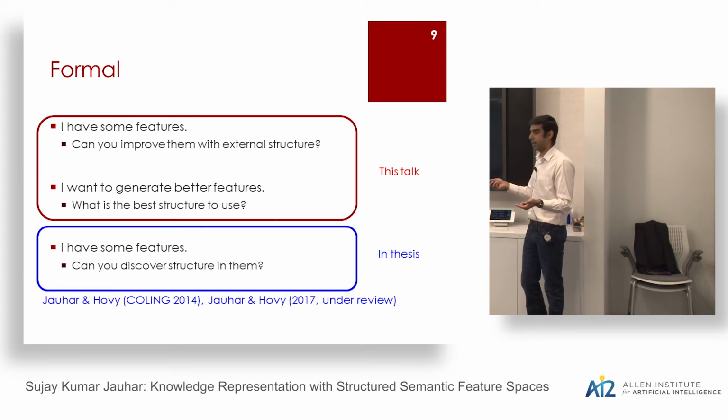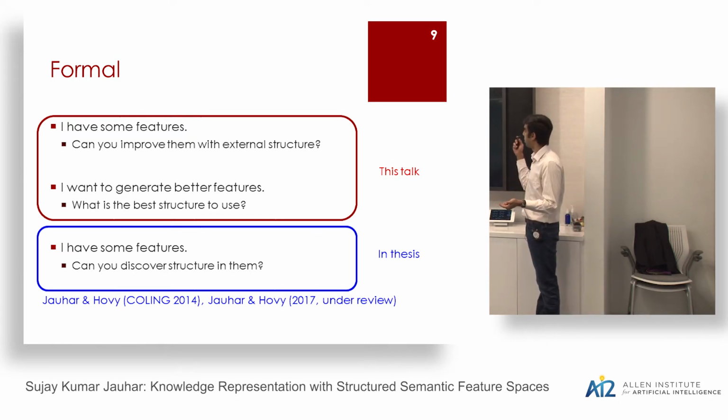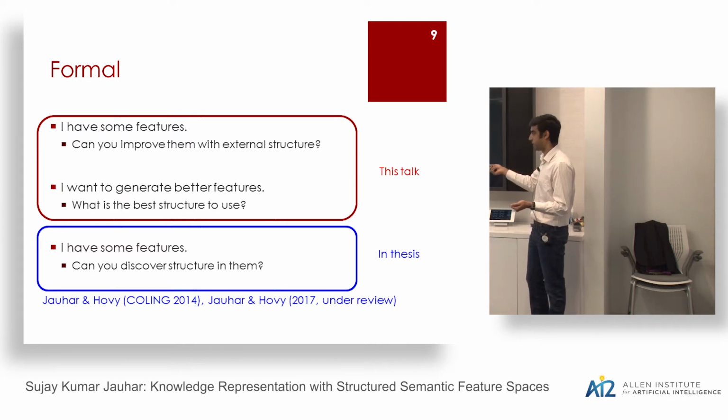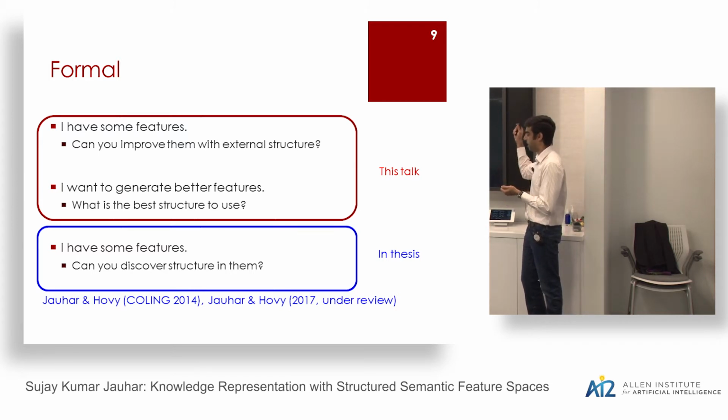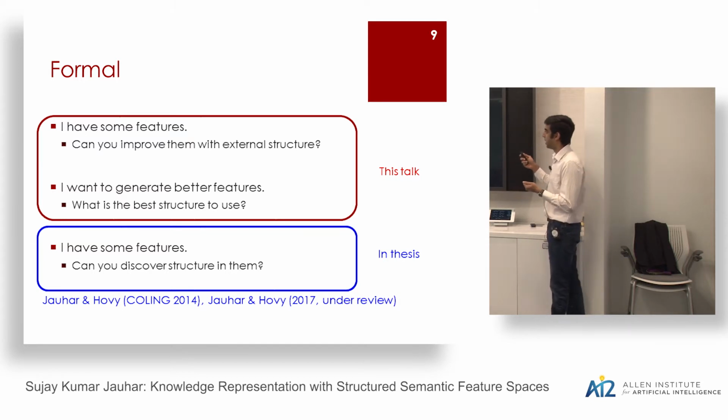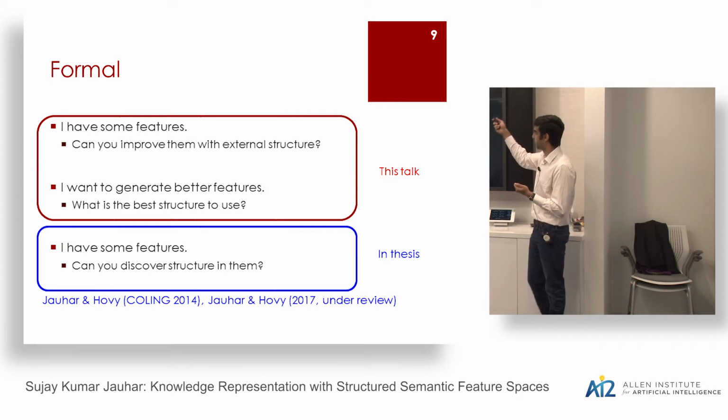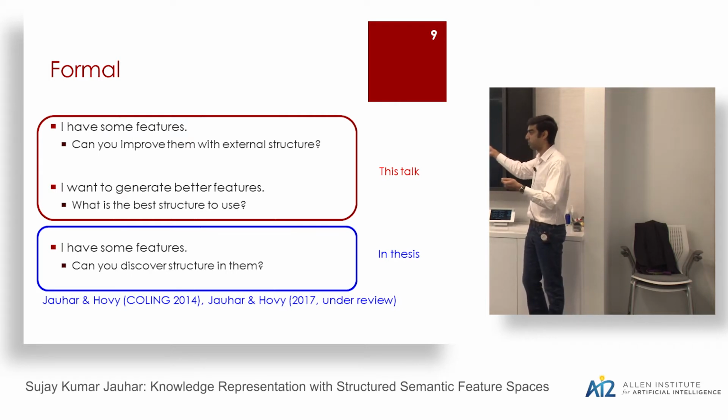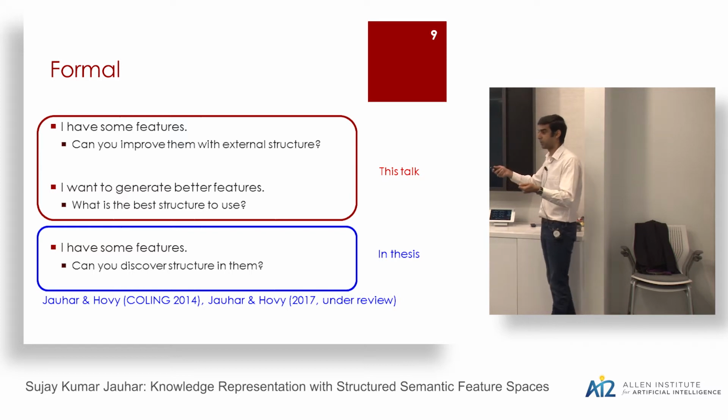Fortunately, I only have a limited amount of time, so I'll give examples of the first two kinds of problems. I have covered the third kind of problem in my thesis, and I'm happy to talk to anybody who's interested in this. We have a couple of papers, and I'll point to more details about them at the end of my talk. But in this talk, I'm going to deal with the first two problems. I have some features. Can I improve them with external structure? And I want to generate better features. What is the best structure to use to do this?